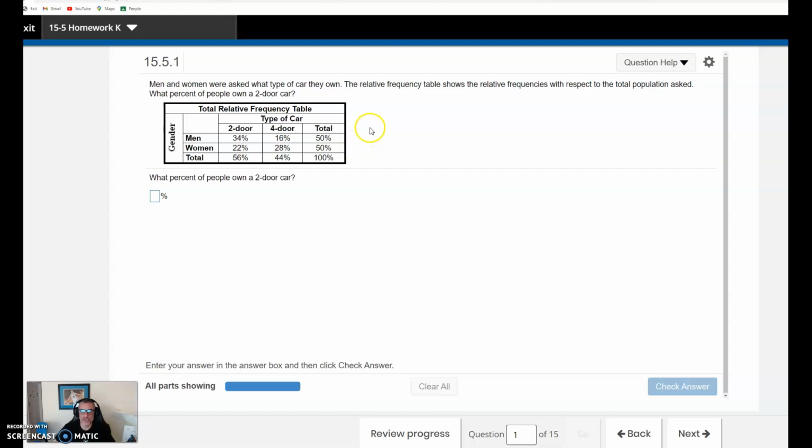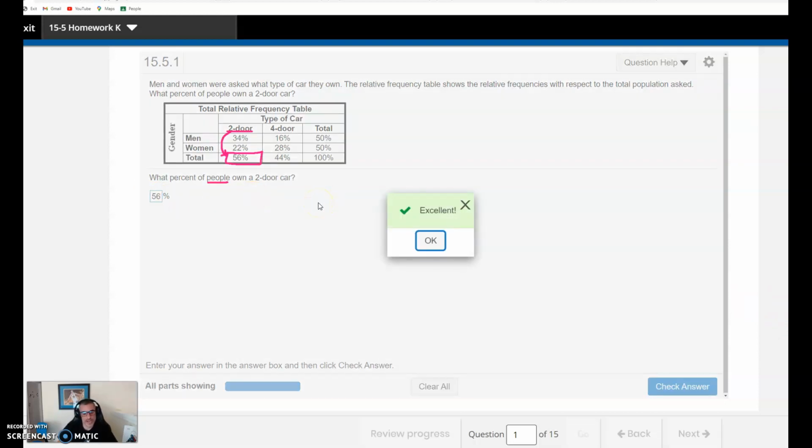Men and women were asked what type of car they own. So we have 2-door cars, 4-door cars, and then over in the columns here, we have men and women. And luckily the table has been filled out for us. What percent of people own a 2-door car? So I'm going to go to the 2-door column, and notice it says people. It doesn't say men, it doesn't say women. It says what percent of people. That means we're going to go all the way down to the totals box right here. There it is. 56% of the people in this survey own a 2-door car.